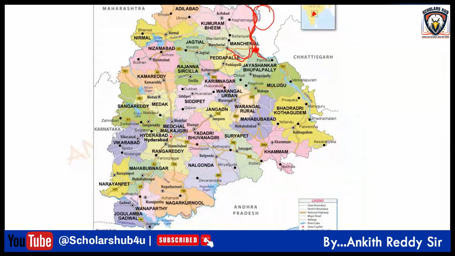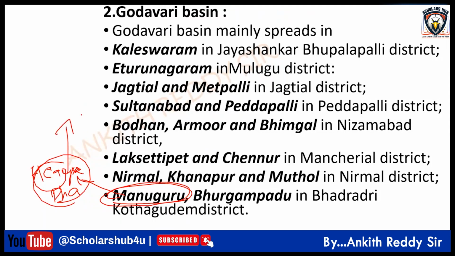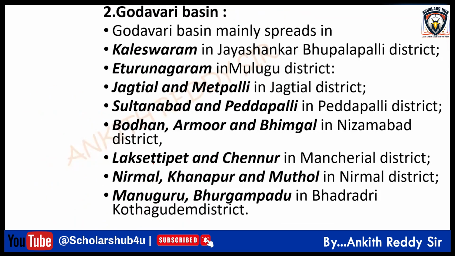Okay, and if you move to this region, you also find the Eturnagaram Wildlife Sanctuary. You know Eturnagaram? If you go to Medaram Jatara, you come across Eturnagaram, this region, Bodhan, Bheemgal and Nizamabad region, and Manuguru in Bhadradri Kothagudem. Do you know why Manuguru is important? Because there is a heavy water plant. Where do we use this heavy water? Nuclear power plants. As a moderator, we use this heavy water, and this heavy water plant is in Manuguru. So all these places come under the Godavari basin.